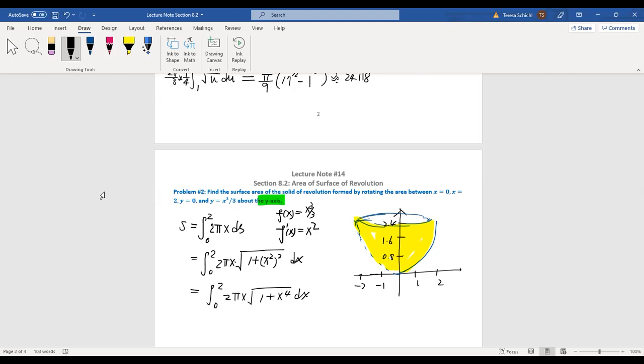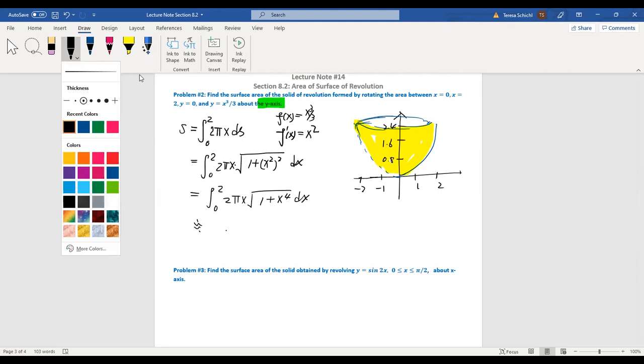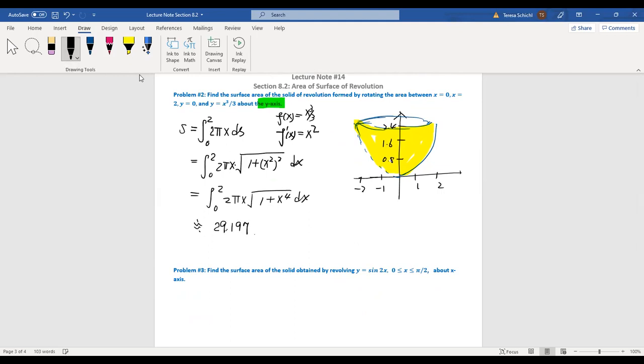So for this one here, unfortunately, it's not an easy way to do the integration. So you can just plug this into integration software, and you can get a value. So the value here is close to 29.197.